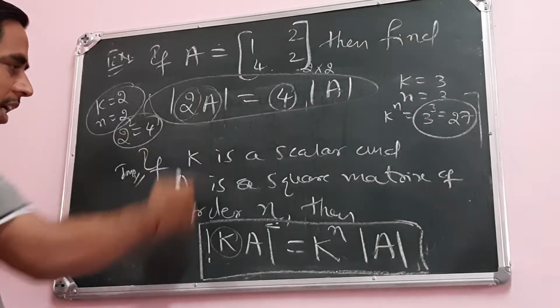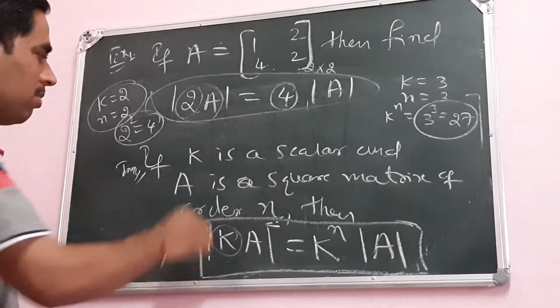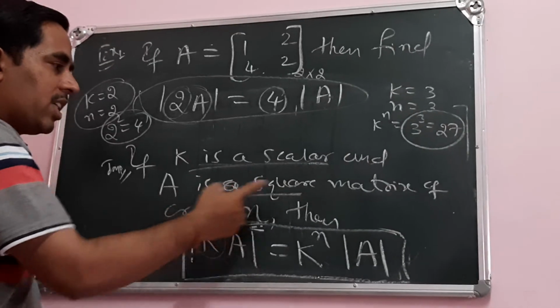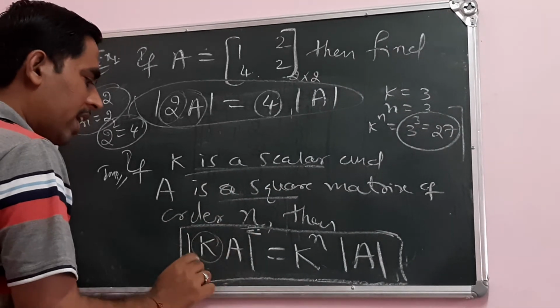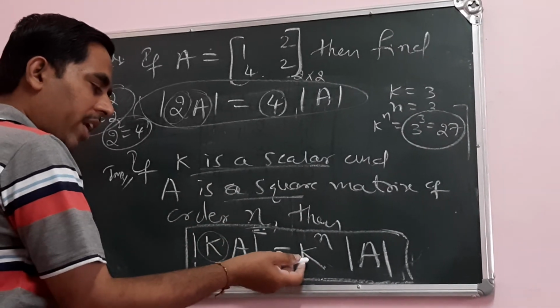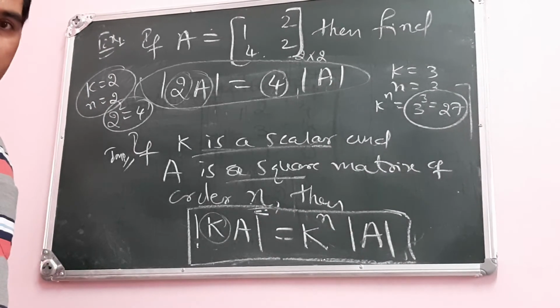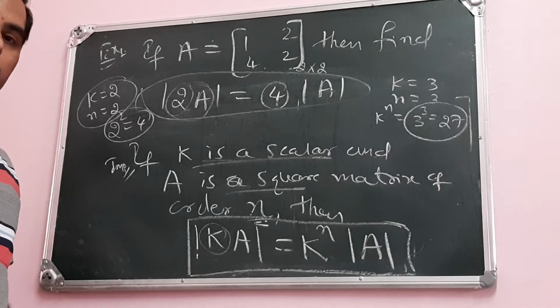At the end, after working out these two problems, note down this important point. If K is a scalar and A is a square matrix of order n, then the determinant of KA is equal to K to the power n into the determinant of A. Let us continue with some more problems in the next class.